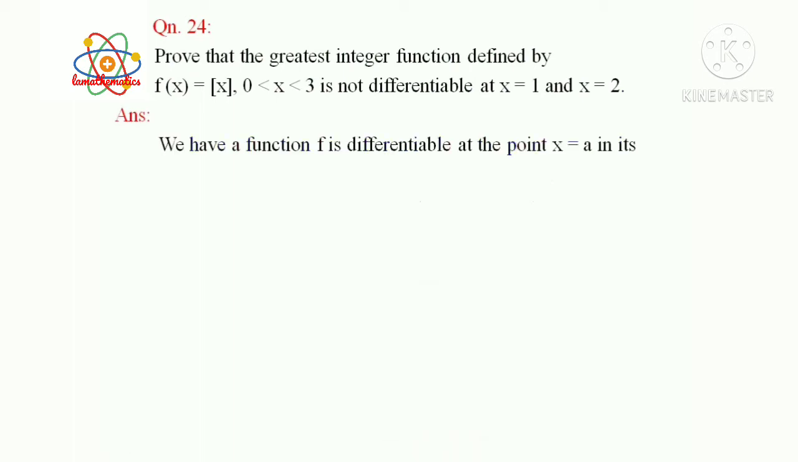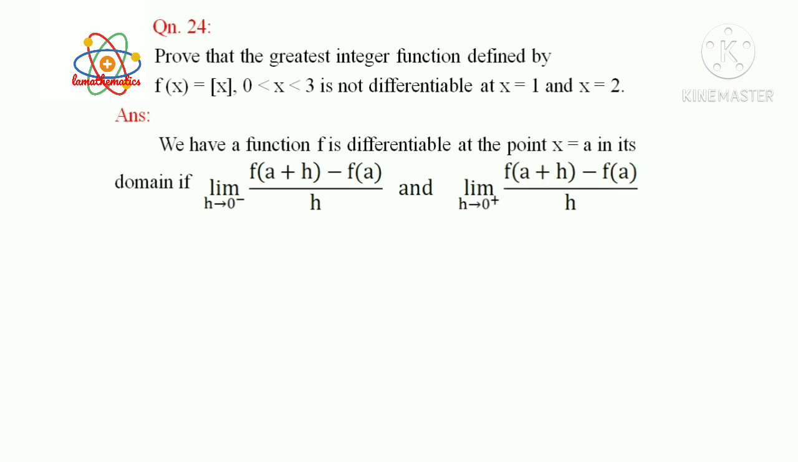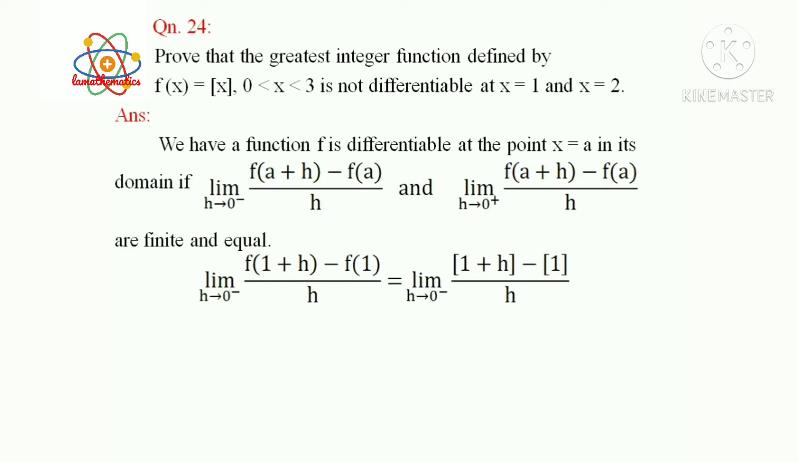We have a function f is differentiable at the point x equal to a in its domain if limit h tends to 0 minus [f(a+h) - f(a)]/h and limit h tends to 0 plus [f(a+h) - f(a)]/h, that is, left derivative and right derivative, are finite and equal. We first find left derivative at x equal to 1.